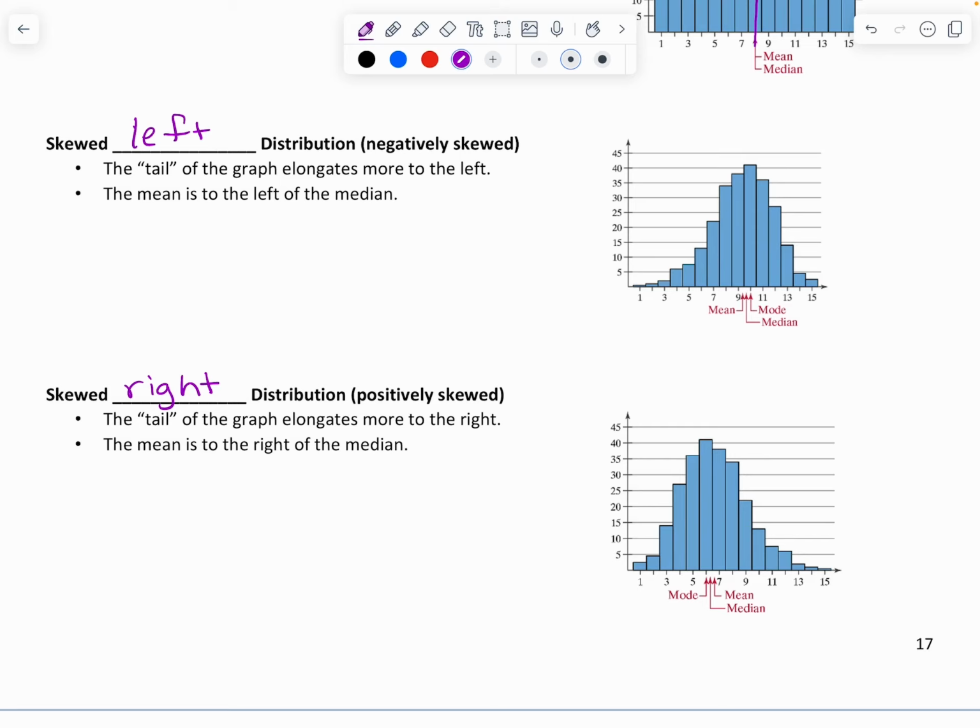Skewed left is negatively skewed. It says the tail of the graph elongates more to the left. So that means that as we have here, we have a lot more to the left versus this one which drops off. So this is like the up part of a roller coaster versus the immediate downfall. So this one is skewed left, where this one is skewed right, because this data goes back here to the right. It sort of tapers off to the right.